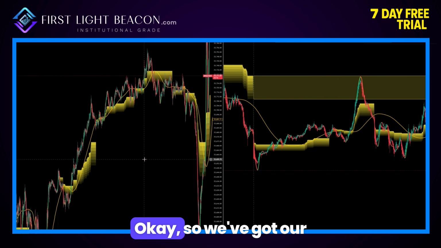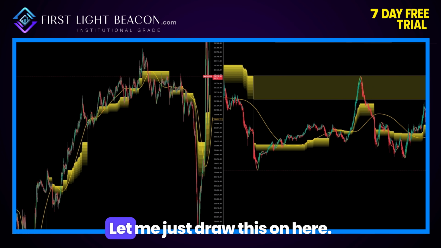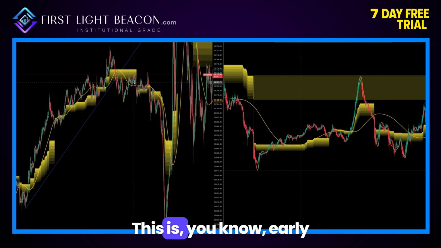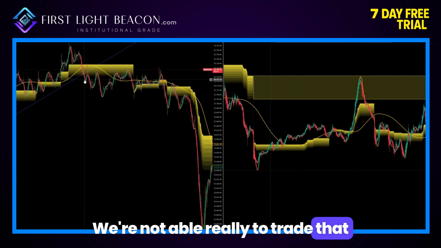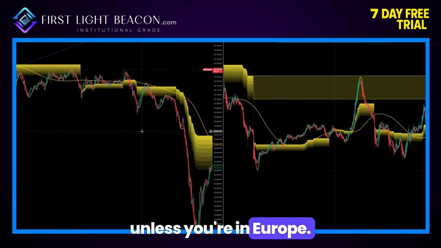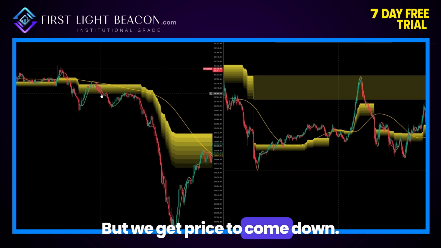Okay. So we've got our main trend pushing here. We'll just draw this on here. There's your main trend, and then you get into a trend break. This is early in the morning. We're not able to really trade that because it's where most of us are asleep, 4 in the morning, unless you're in Europe. But we get price to come down.